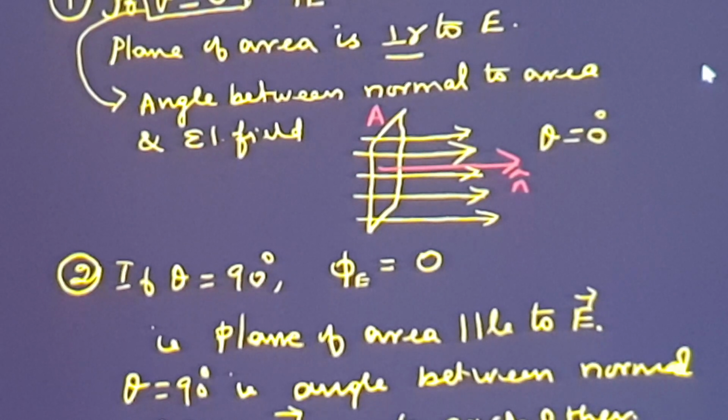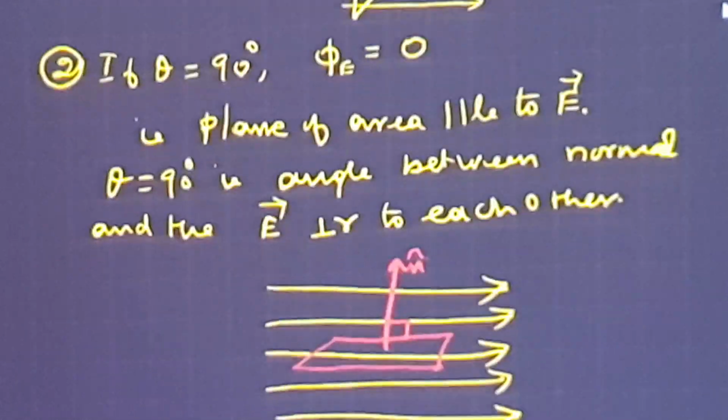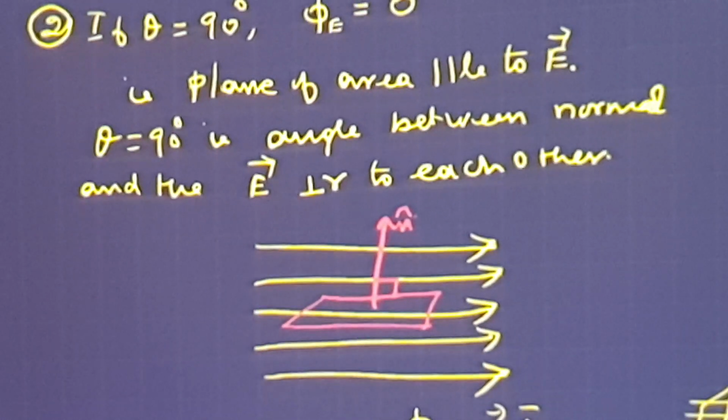What is the second concept? If theta is equal to 90, then the total flux available is equal to 0. That is, the plane of the area is parallel to the electrical field. If theta is 90, you see here the plane is parallel, the red color line, and the electrical field is the yellow color line. If you drop a normal, the angle between the normal and the electrical field is 90, but the plane is parallel. So the flux available is 0. I think you are very clear about the final part that I dealt with in the last video.